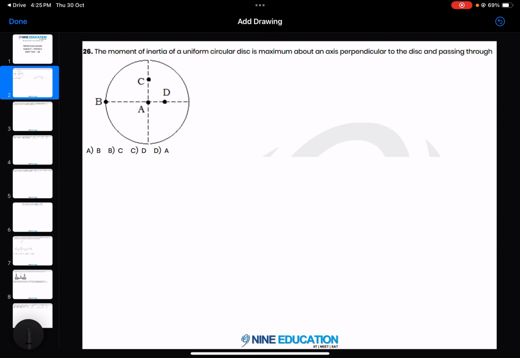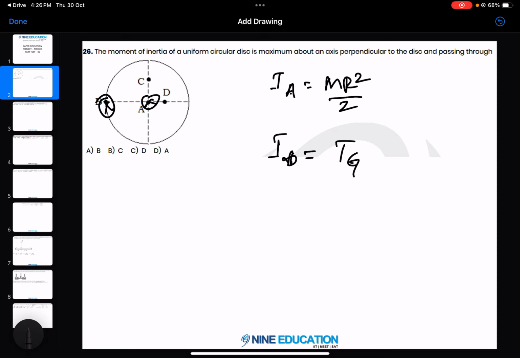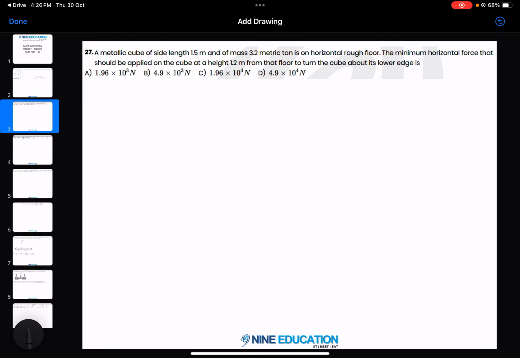Let's just get started. He's asking about which axis the moment of inertia is going to be maximum. The axis is perpendicular to the plane of the disk. We know the moment of inertia passing through A is, since this is a disk, MR square by 2. About any other parallel axis, you need to use the parallel axis theorem. So I_D will be I_G, which here is given as A, plus MD square. D is maximum for B, so it is B, which is in option A. Option A will be your answer.